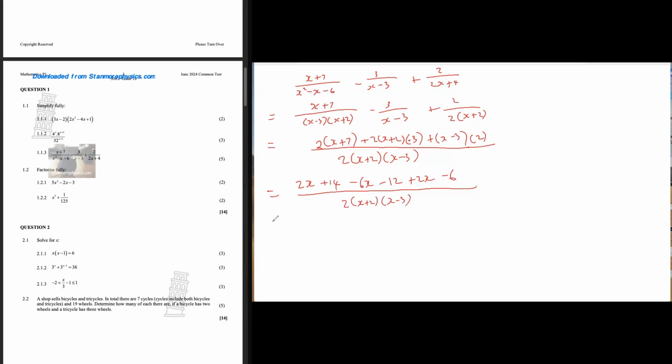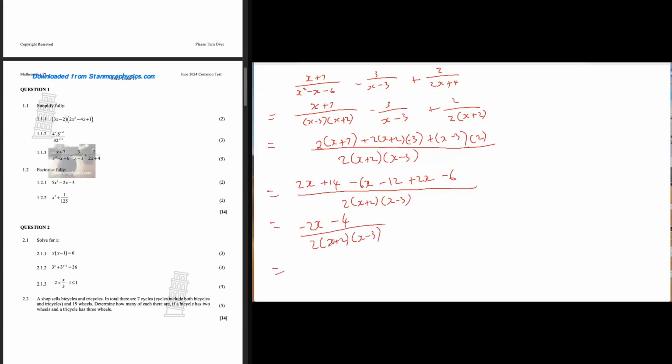Now we're going to simplify the numerator. We're going to find that 2x minus 6x is going to give us -4x, plus the 2x is going to give us -2x. So negative 2x on top there. And now we look at we have positive 14 minus 12, which is 2, and 2 minus 6 is going to give us negative 4. Okay, and that's still over our common denominator of 2 into x plus 2, x minus 3.